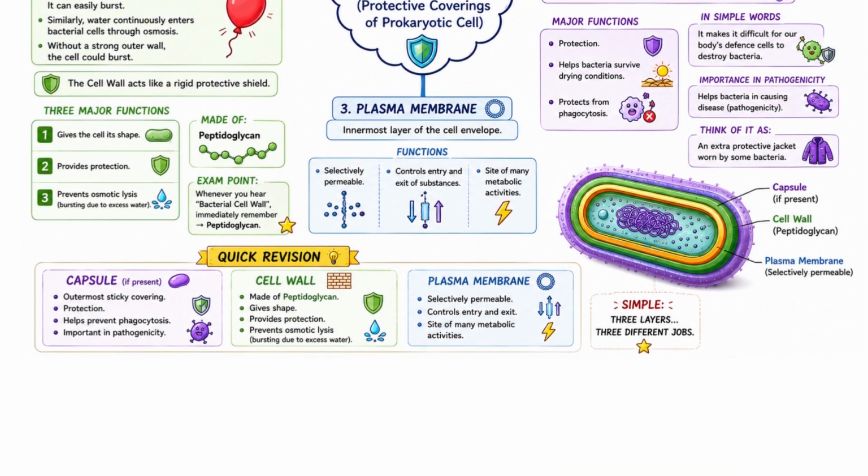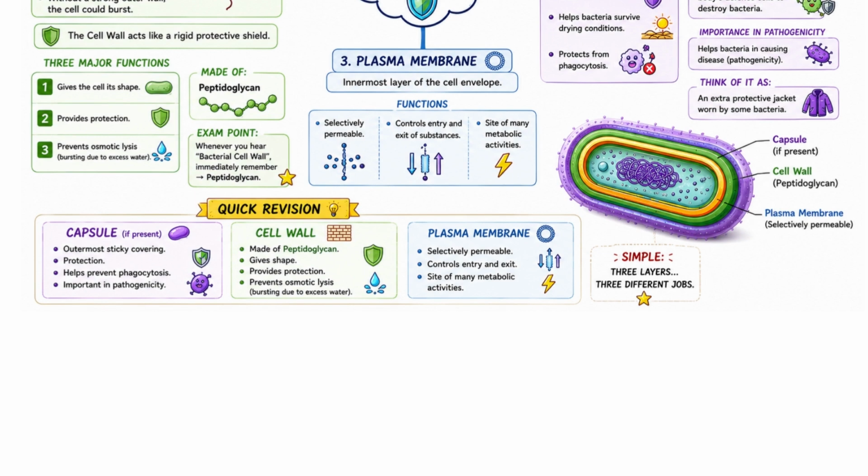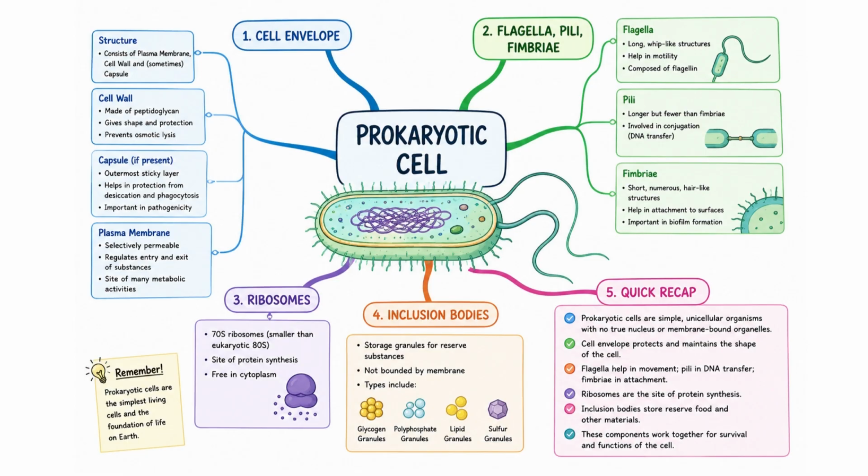Quick revision. Let's revise the cell envelope before moving ahead. Capsule: outermost sticky covering, protection, helps prevent phagocytosis, important in pathogenicity. Cell wall: made of peptidoglycan, gives shape, provides protection, prevents osmotic lysis. Plasma membrane: selectively permeable, controls entry and exit, site of many metabolic activities. Simple. 3 layers, 3 different jobs.